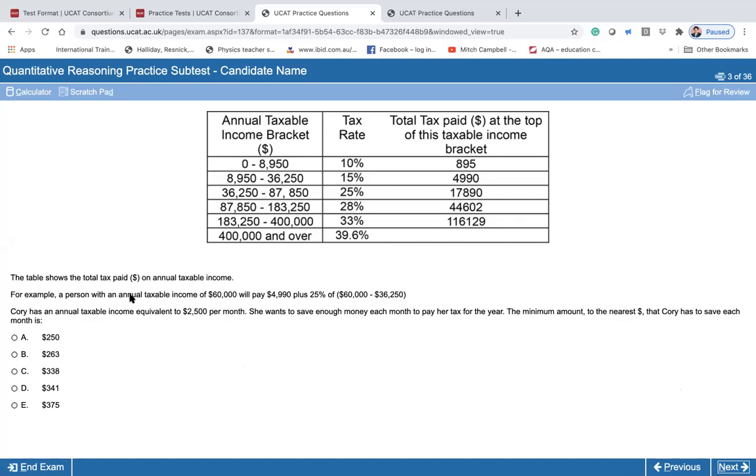The first two statements are exactly the same. The table is exactly the same. So Corey has an annual taxable income equivalent to 2,500 per month. So you need to calculate what would be the taxable income per year. Now it is 2,500 per month. You multiply that with 12, and 2,500 multiplied by 12 will give you 30,000.